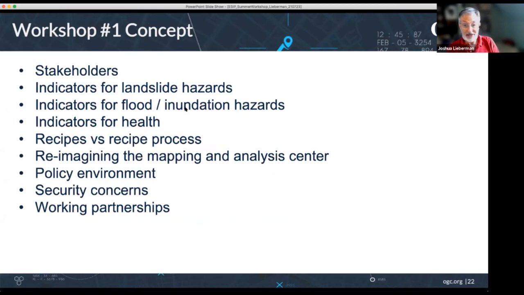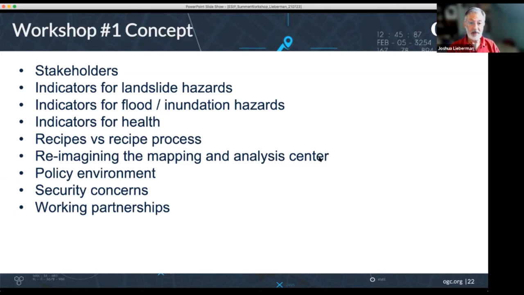landslides, floods, and inundation hazards, and health indicators. And we looked at two levels of this. One is, what are the recipes that have been developed for indicators that give us various decision-ready insights into these three hazards? And how does that process work anyways? How has it worked? How could it work in the future?